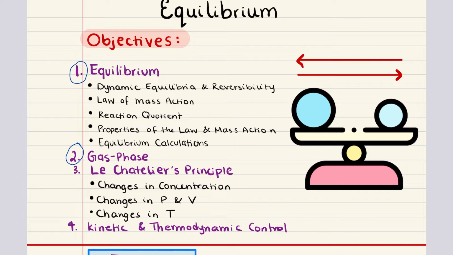Here we're going to cover how the equilibrium constant for gas phase equilibrium is expressed in terms of partial pressures of each gas. Then we'll move into the third objective, where we will learn to use Le Chatelier's principle to determine how changing conditions like temperature, pressure, and concentration changes will affect a reaction previously in equilibrium.